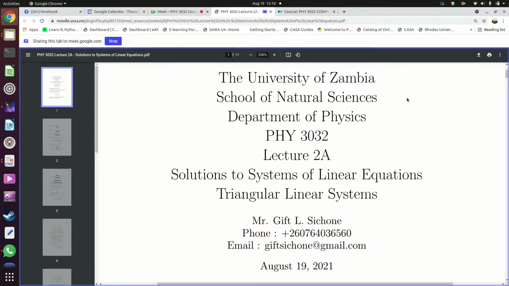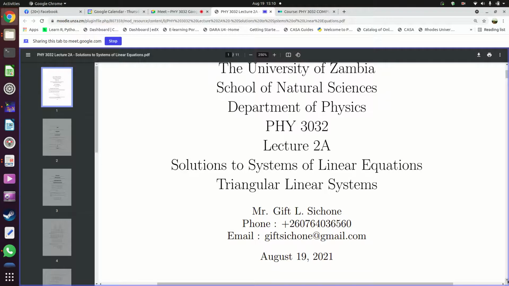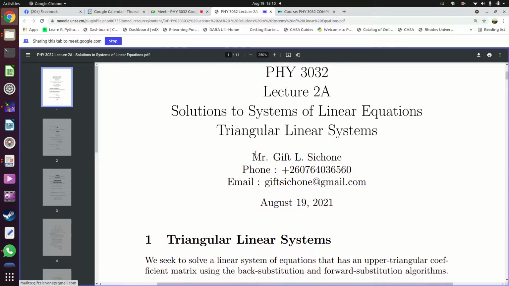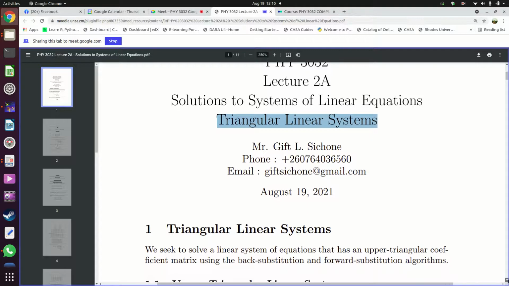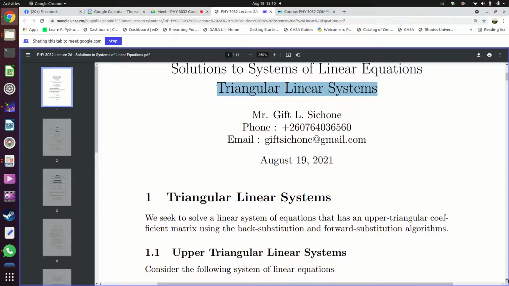Okay. So in this particular case, obtaining a triangular linear system is an important step to solving systems of linear equations. And of course, there are two types of triangular linear system which we're going to look at. There is what is referred to as an upper triangular linear system. There is also what's referred to as a lower triangular linear system. The upper triangular linear systems are worked out using what's called back substitution. In the lower triangular system, these are worked out using what's known as forward substitution.